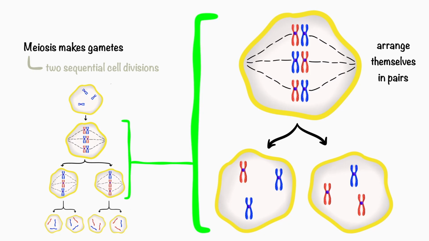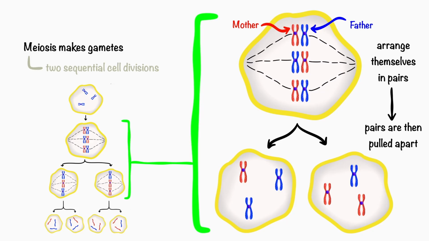In the first division of meiosis, something unique happens. The duplicated chromosomes arrange themselves in pairs in the center of the cell. These pairs consist of matching chromosomes, one originally from the mother and one from the father. They line up along the middle of the cell. The pairs are then pulled apart, with one copy of each chromosome moving to opposite ends of the cell. After this first division, we have two cells, each containing half the number of chromosome pairs, but each chromosome still consists of two attached strands.